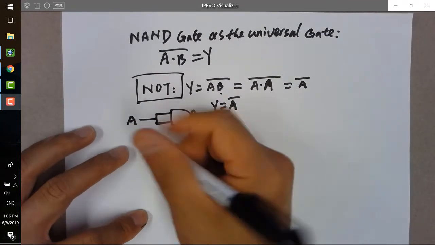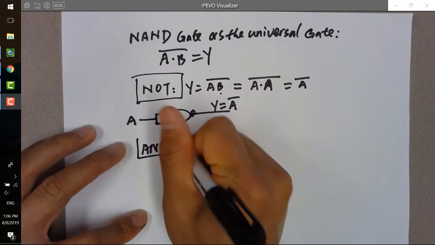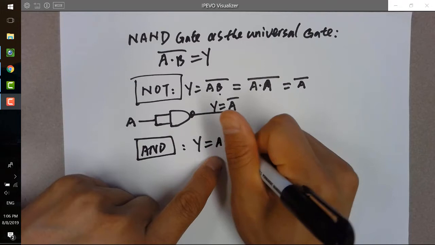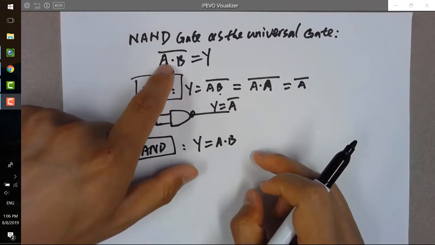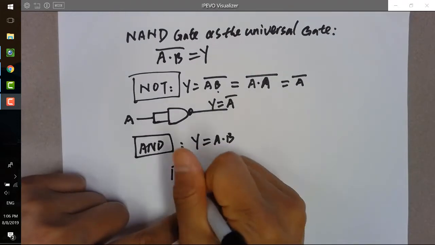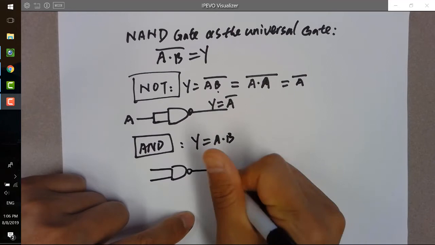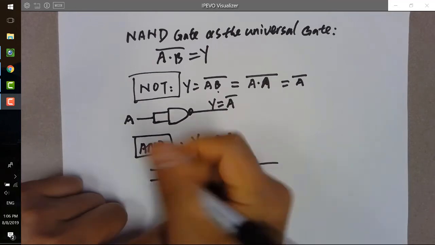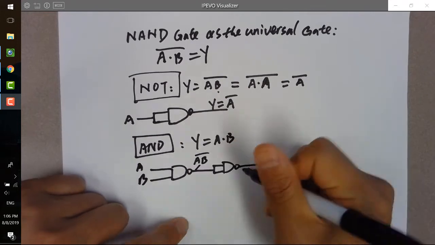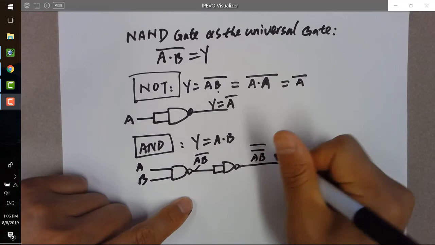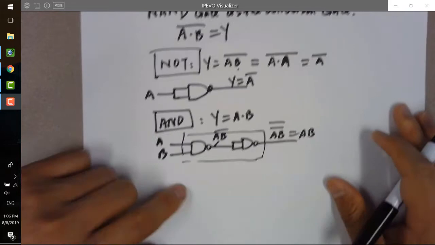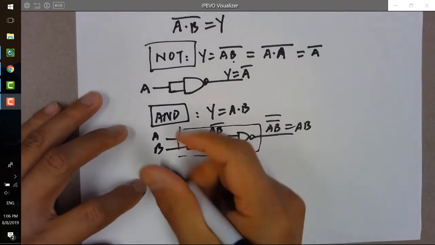So what about AND? We know AND is A AND B, and what we have for the NAND gate is (A AND B) NOT. So if we have a NAND gate and then an inverter, you look at that. AB here is (AB) NOT. Here it will be ((AB) NOT) NOT, which is AB. So the entire thing right now is going to be an AND gate. This is how you make an AND gate from there.